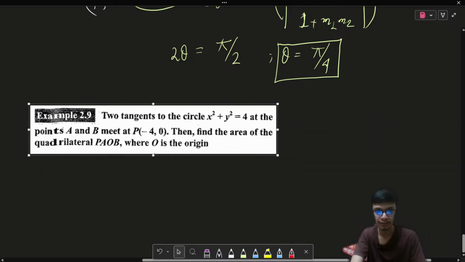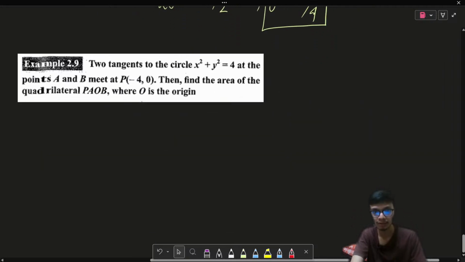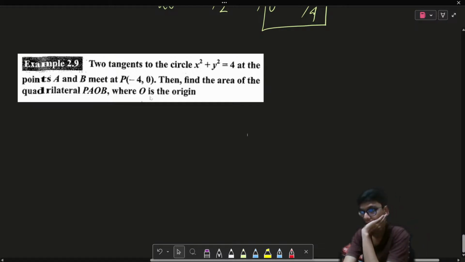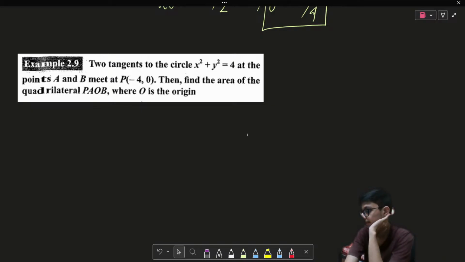So again, another question where you are going to apply the concept of straight lines and find out the area of this quadrilateral, where O is the origin, right? So please try to solve this problem. Everyone, please try to solve this problem.